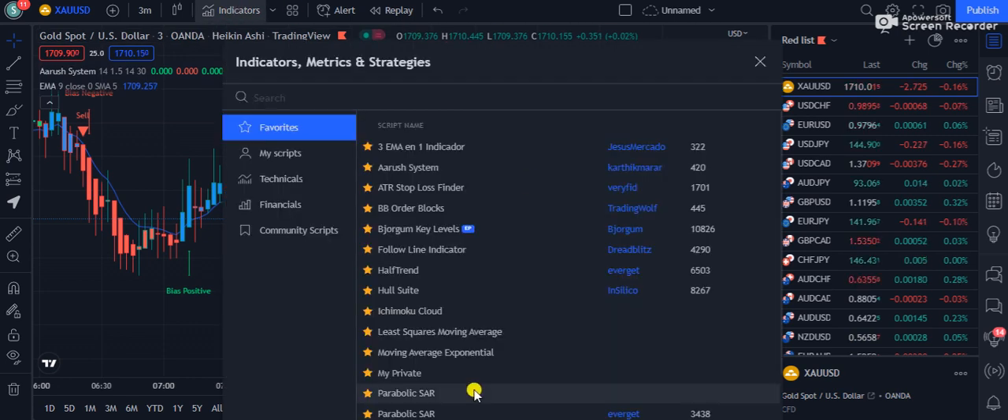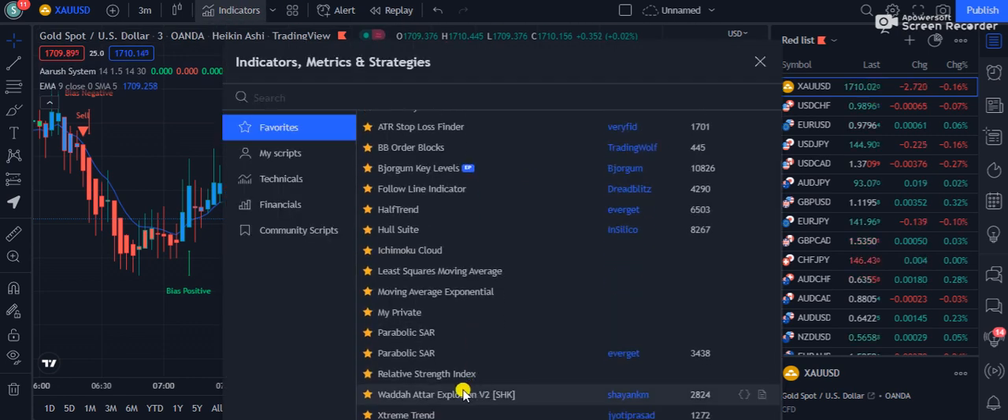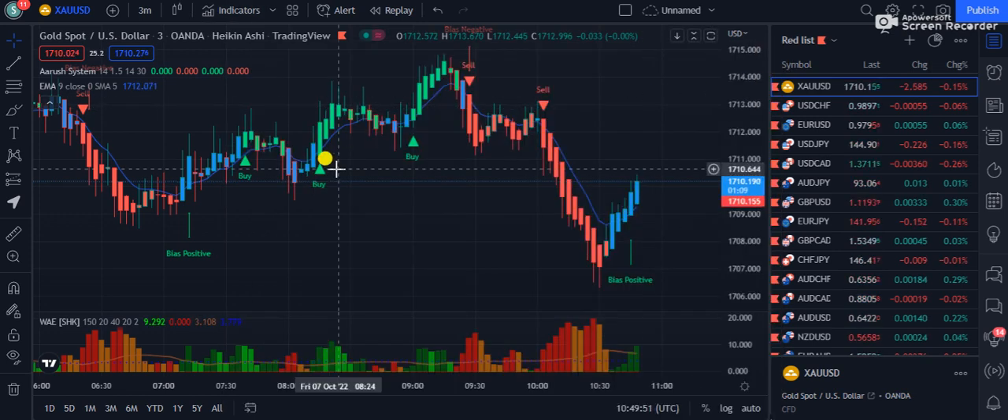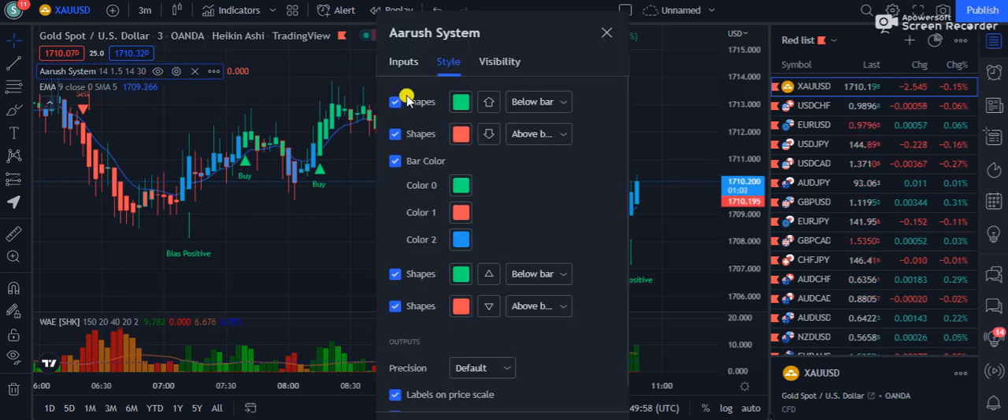Now I am going to attach the third indicator with it, and this is by Shayan KM, and the name of the indicator is Waddah Attar Explosion. So if you write Waddah in your TradingView, then it will come in front of you, and you can see only 2,824 traders are using this indicator. Okay, now we will make some important settings inside the indicator. So please note down these settings because I will guide you with the settings quite slowly.